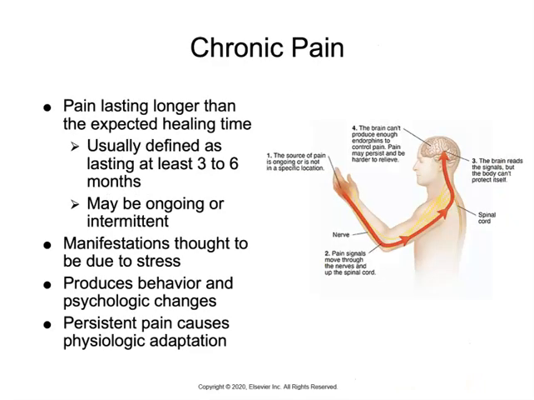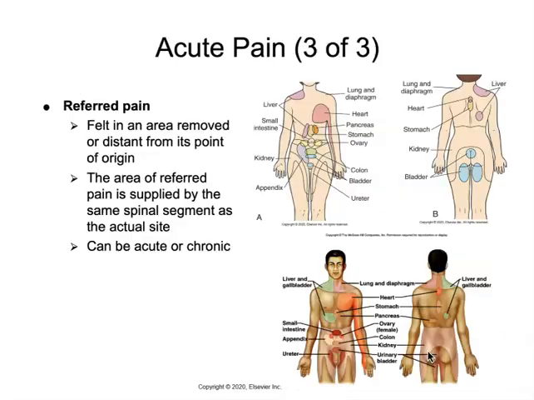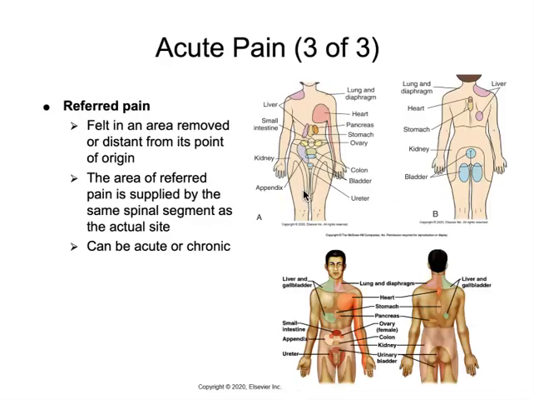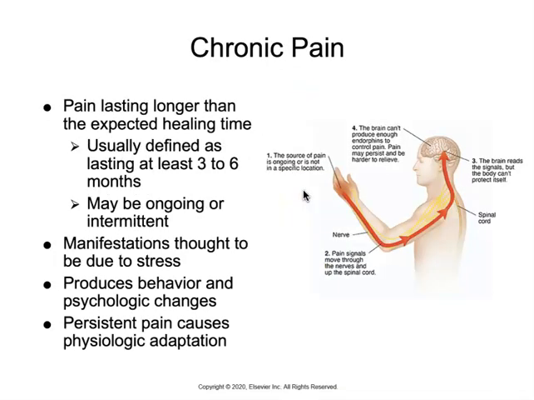Now let's talk about chronic pain. And just as a quick reminder, we are talking about nociceptor pain right now. So with chronic pain, we see that it's lasting longer than the expected healing time. Usually it's going to last at least more than 3 months. It says 6 months, but of course we know with chronic pain it can last longer, and typically this isn't going to respond to therapy, and it's serving no protective purpose, and it may be ongoing or intermittent.